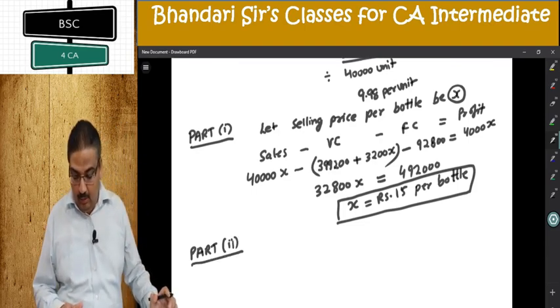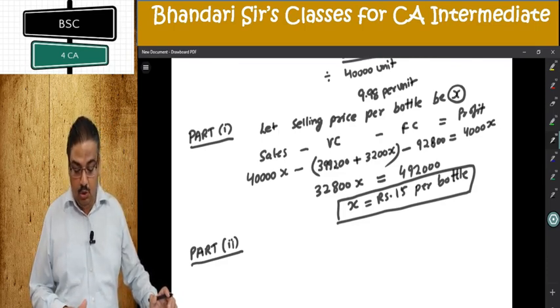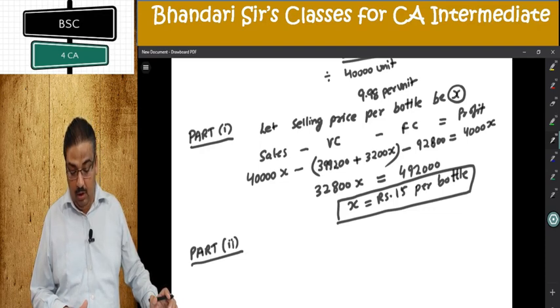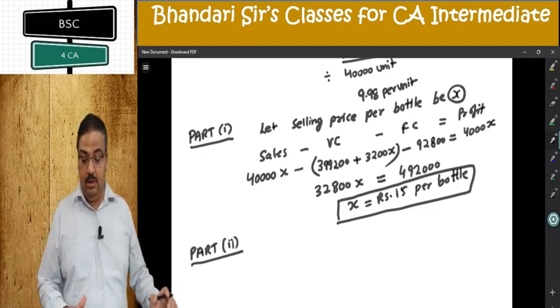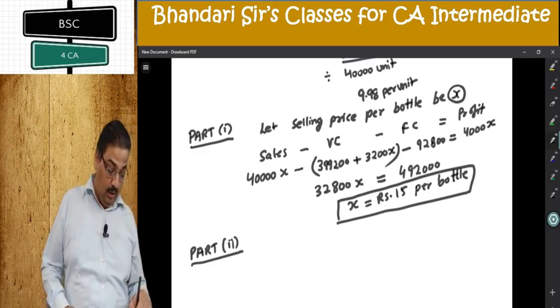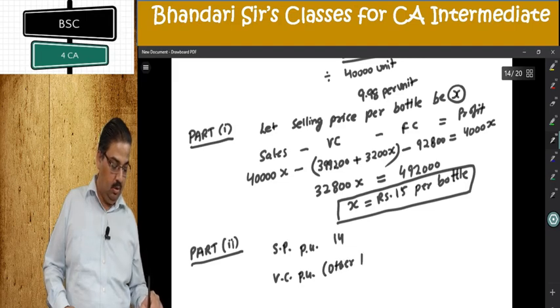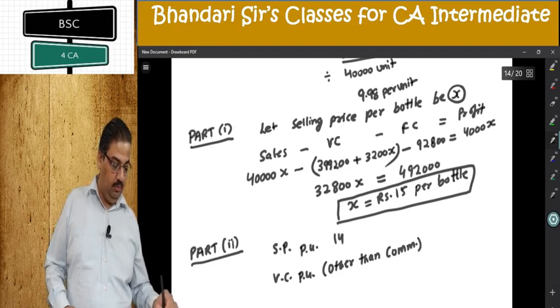It says calculate break-even point in rupee sales as also in number of bottles for the Indian subsidiary, on the assumption that selling price is 14 per bottle. Now concentrate here. Selling price per unit is 14. Variable cost per unit other than commission is 9.98 per unit.